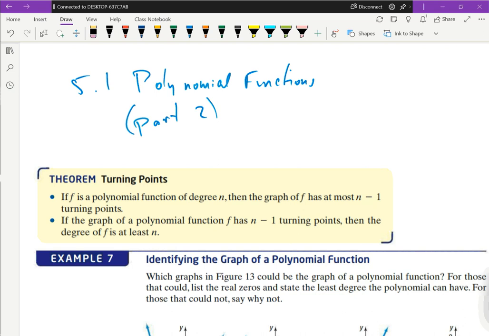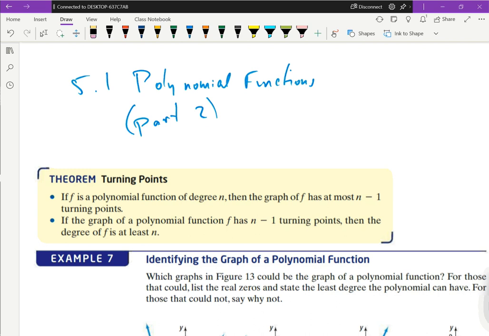So if we have a polynomial function and it has a particular degree, let's call it degree n, then the graph of the function has at most n minus 1 turning points. Second bullet point, if the graph of a polynomial function has n minus 1 turning points, then the degree of f is at least n. So what we want to look at is the turning point.